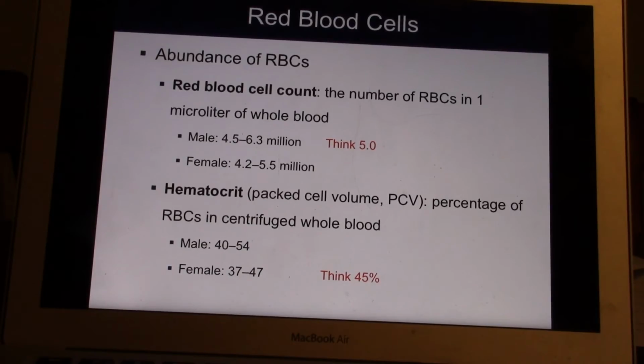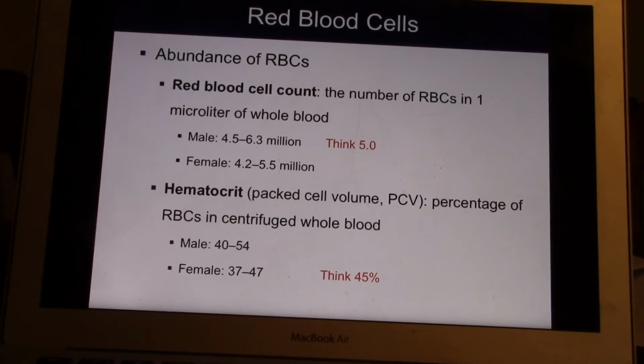Red blood cell count is the number of red cells in 1 microliter of whole blood. Now, what's a microliter? Obviously, it's a millionth of a liter. It's not very much. It's about a little bit of a drop, actually, not even a drop. And you notice that if you counted up all of the blood cells that are in that 1 microliter, it should be between 4.5 and 6.5.